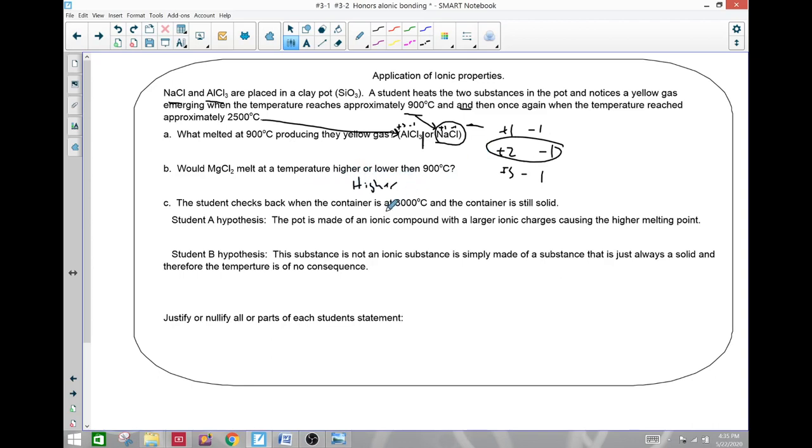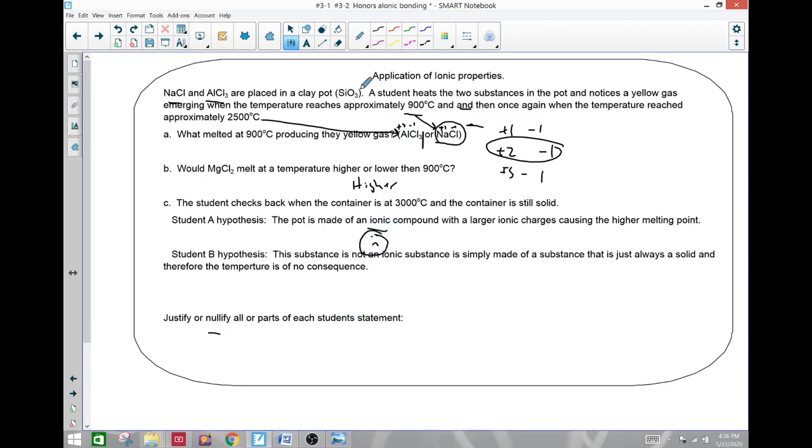A student checks back and the container is at 3000 degrees and the container is still solid. Student A: the pot is made of an ionic compound with large charges causing a higher melting point. Student B: the substance is not an ionic substance, because it's made of a substance that's always solid, and therefore the temperature is of no consequence. It says justify or nullify all or parts. This pot's made of an ionic compound? I don't know for sure. We don't know what the pot's made out of.